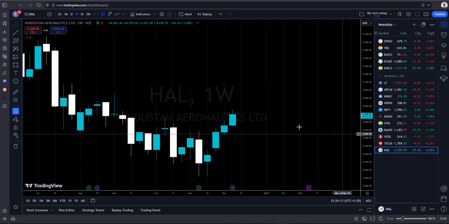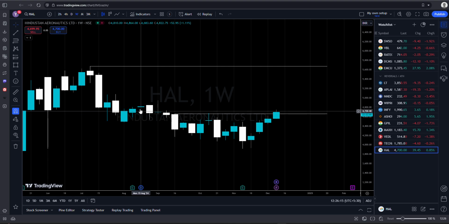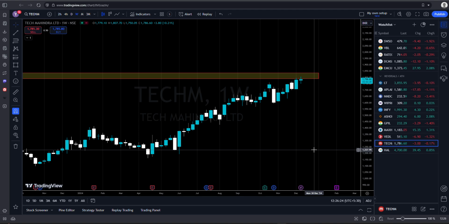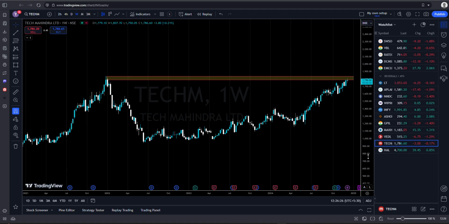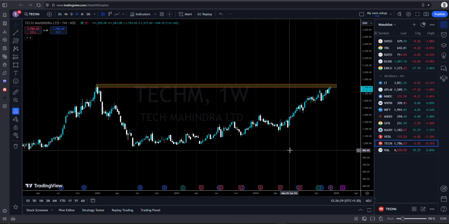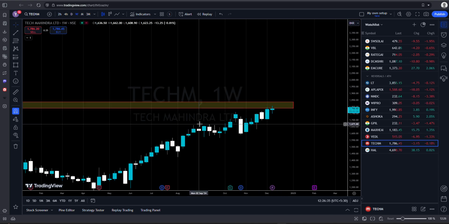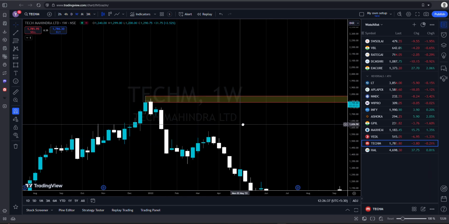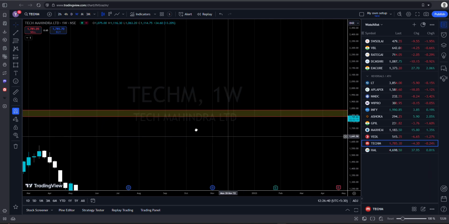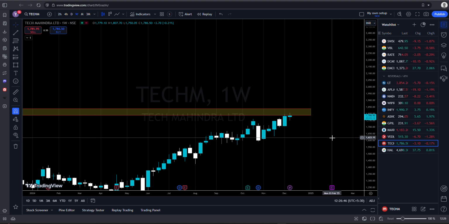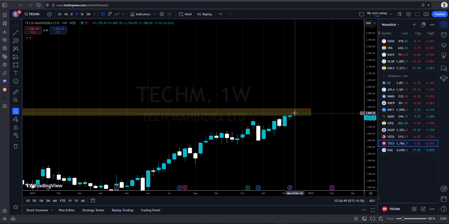So for example, let's look at HAL. HAL made a breakout. Sorry, I got it on another scanner. Let's see, Tech Mahindra. Today I got it in the scanner for Tech Mahindra. But you can clearly see on the left side, I'll show you, I have nothing except this. This is the last high I see on the left side, and this high is not broken out. I will wait for some time for a weekly candle to completely close above this level.